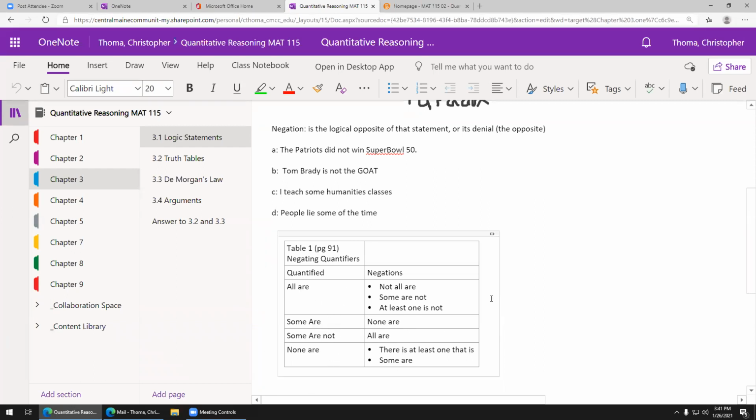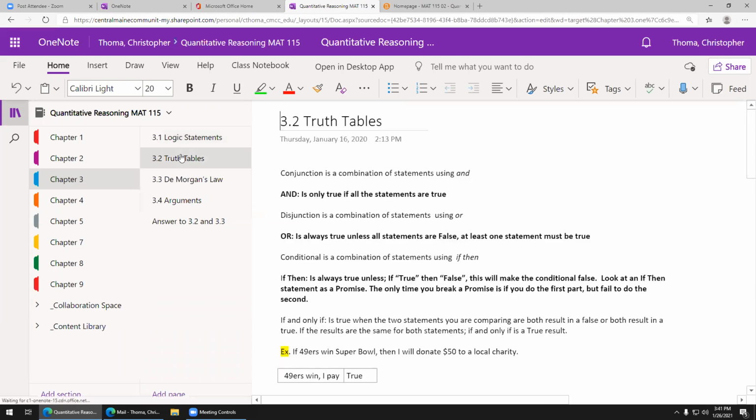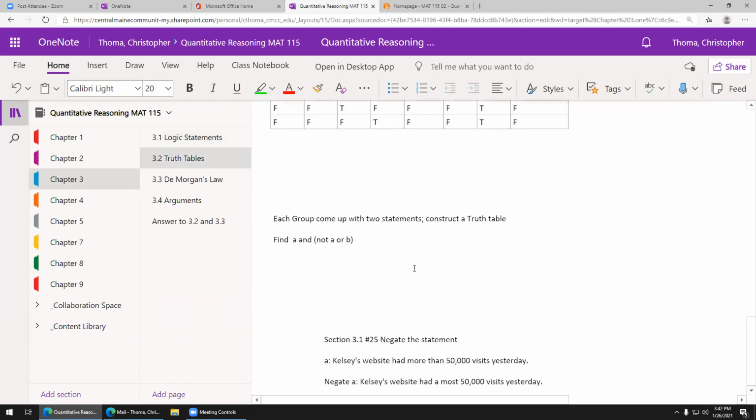So most isn't in here, and not even at least is on this table, so you could always add to this table if you want to. Coming back down here, 50,000 is not included in the first statement, so I just need to write it somehow that 50,000 is. So you could have written yours, Kelsey's website had 50,000 or less visits. That would also have been a true answer.